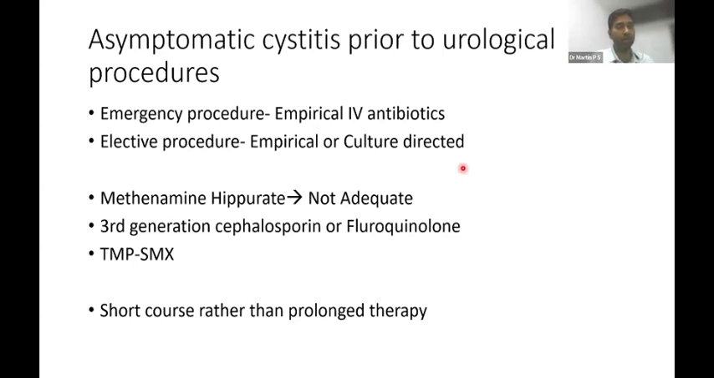In the US and UK, some centers use a chemical called methenamine hippurate. It acts by forming formaldehyde, which is secreted into the urine, making the urine acidic and thus creating a clear area for doing the surgery. But it's said that this molecule alone is not enough. At least you have to use a third generation cephalosporin or a fluoroquinolone.